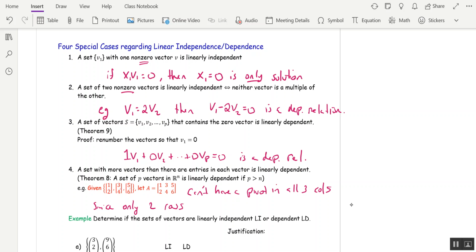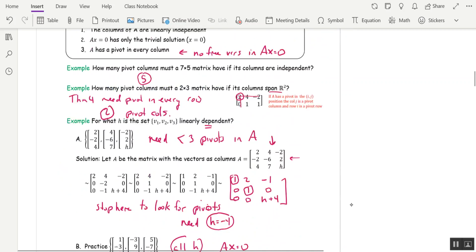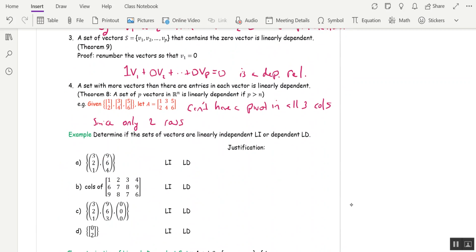Thus, by theorem 1.7, 2.7, what's it called? The theorem on the previous page, 1.7, these columns cannot be linearly independent.